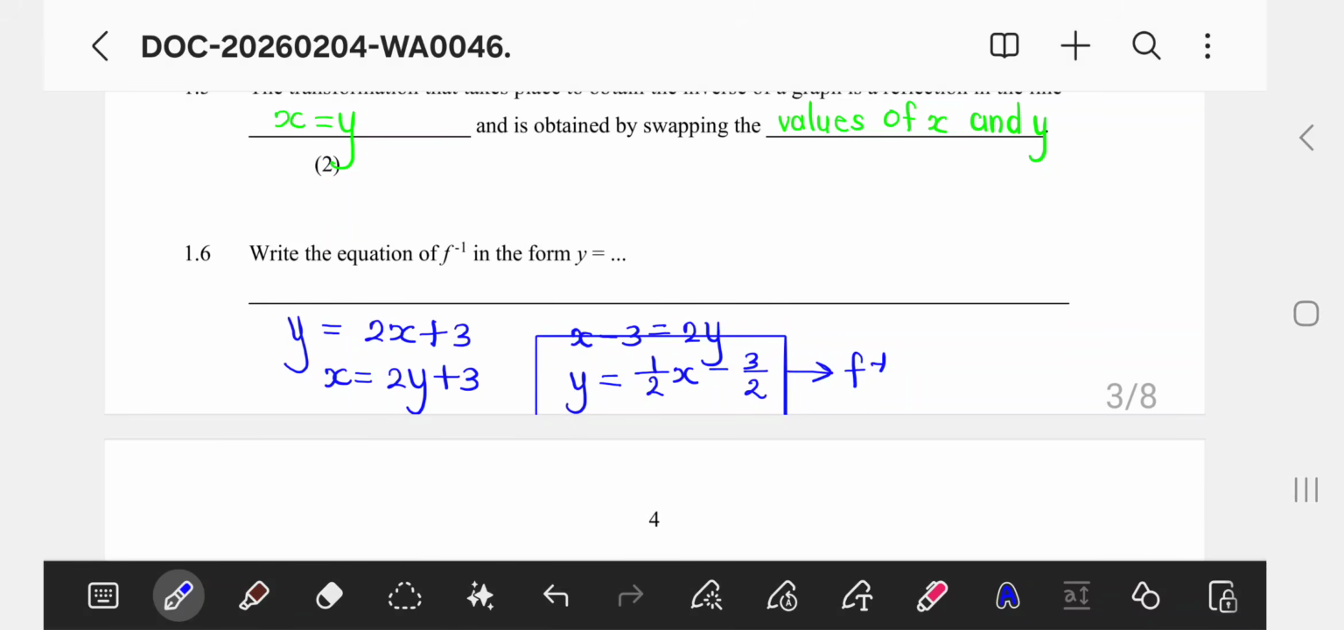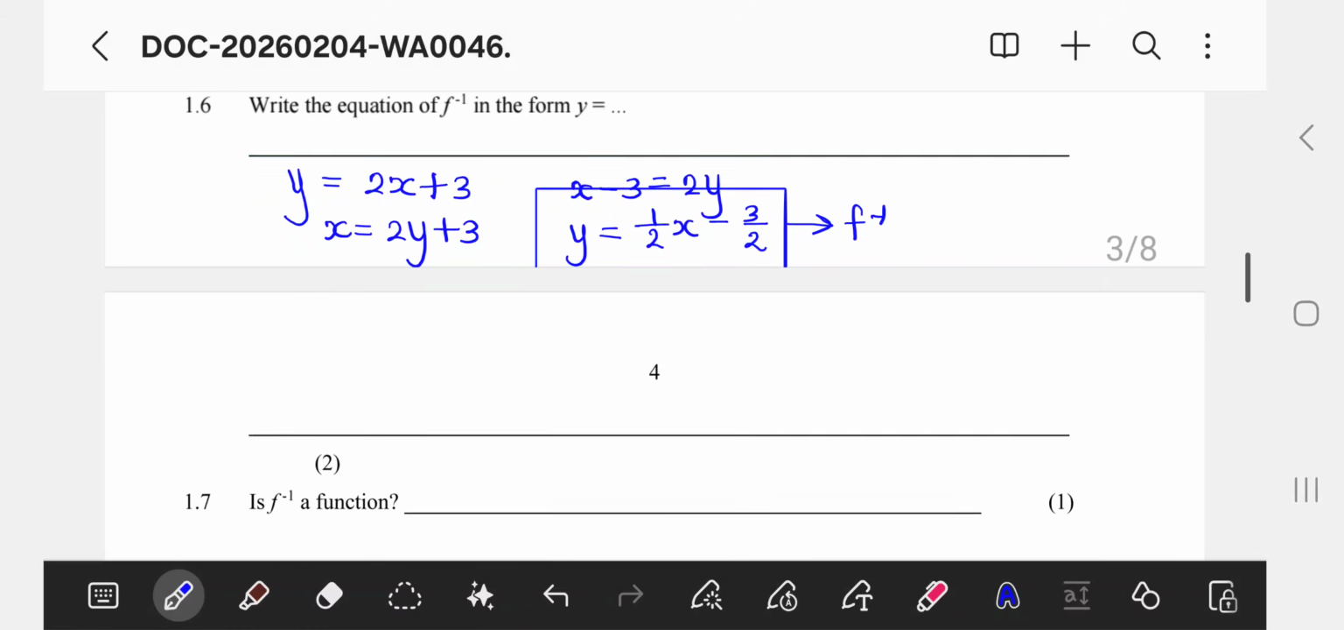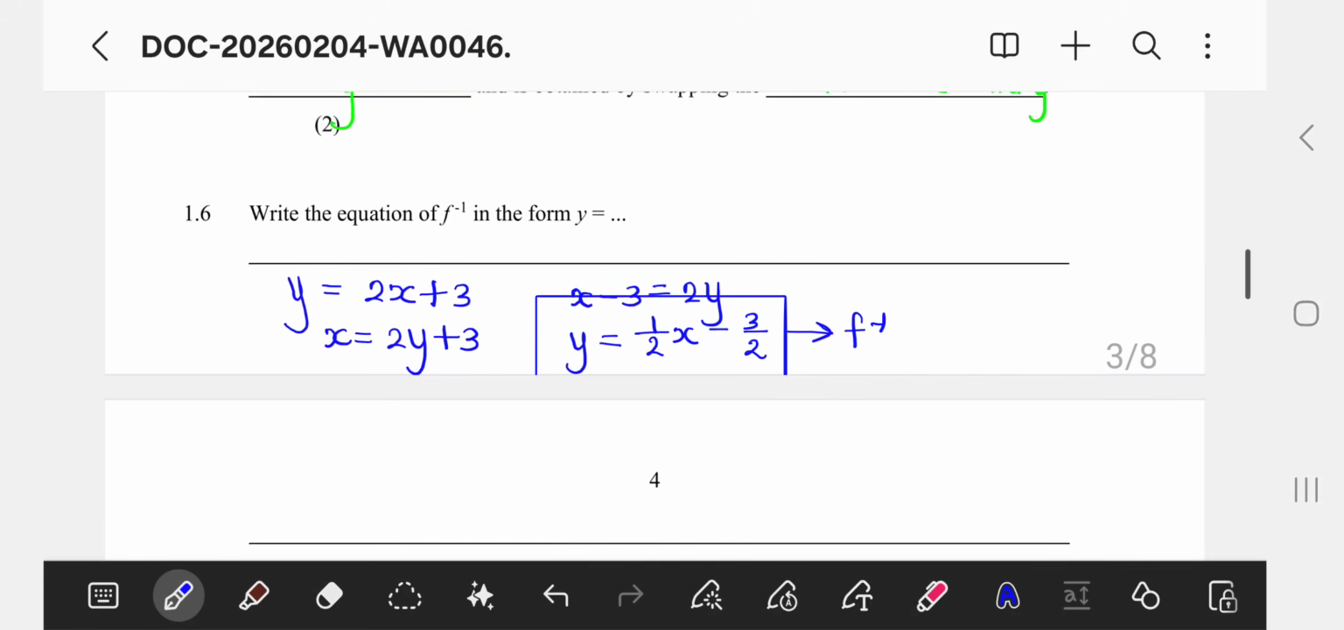They should have actually left a few lines for you to write your working out. Actually, I think they left 2 lines, so the line actually continued on the next page. So in the form y is equal to, it's going to be a half x minus 3 over 2. That is the equation of the inverse. And I would actually prefer if you guys show your working out, okay? So these steps are important.